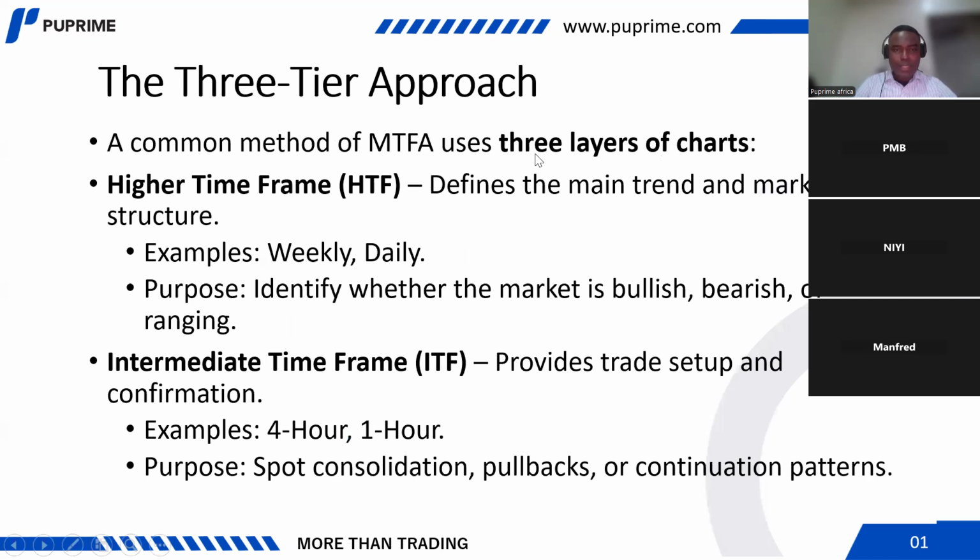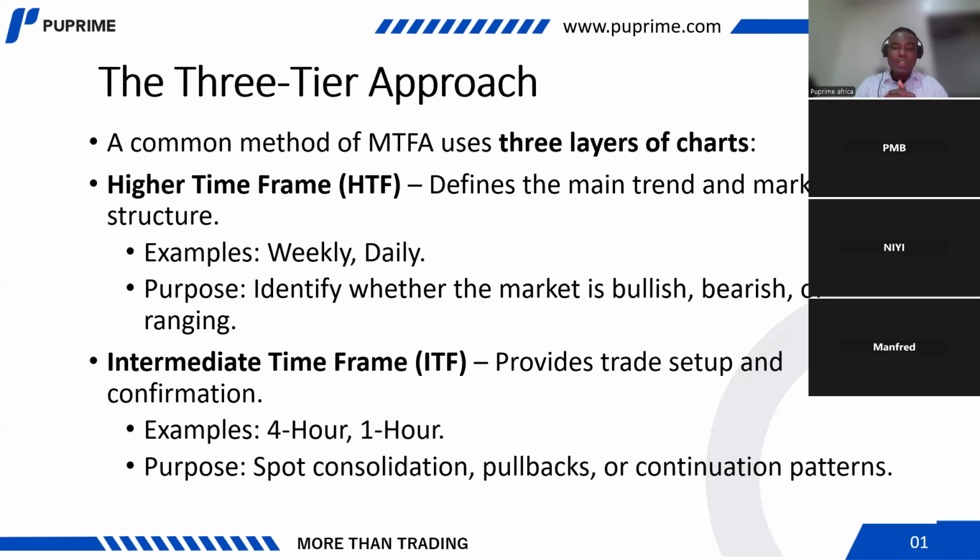All right, so we want to look at this approach of top-down analysis or multi-time frame analysis on a three-tier level. A common method of multi-time frame analysis uses three layers of charts. The higher time frame defines the main trend and market structure. Example, you can use the weekly or daily. The purpose of this is to identify whether the market is bullish, bearish, or ranging. That's the purpose of the higher time frame, the daily, weekly, to know whether the market is either bullish or bearish.